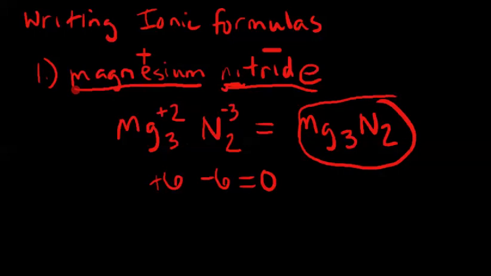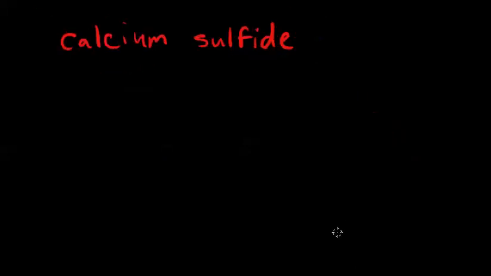So let's look at another one. So the next one's calcium sulfide. So remember, in the name, the positive ion always comes first, then the negative ion. So calcium, the formula for calcium is Ca. It's an alkali earth metal, so it's +2. We have sulfide. Sulfide, right, is the ion of sulfur, so the formula is S.